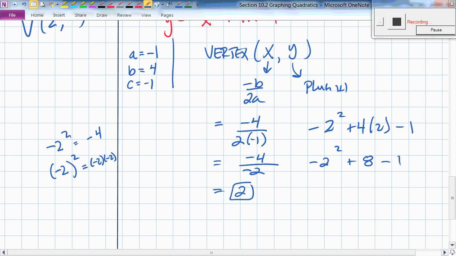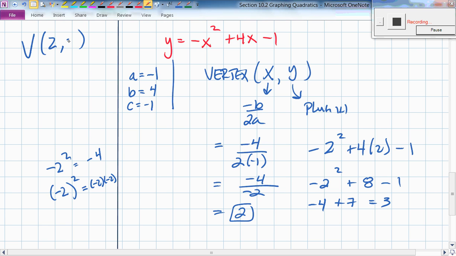You guys with me on that? And where'd the 4 come from? 2 squared. Yeah, very good. So this is going to be negative 4 plus 7. How much is that? Anybody? 3. Yeah, very good. Negative 4 plus 7 is 3. So our vertex is located at the point 2 comma 3.